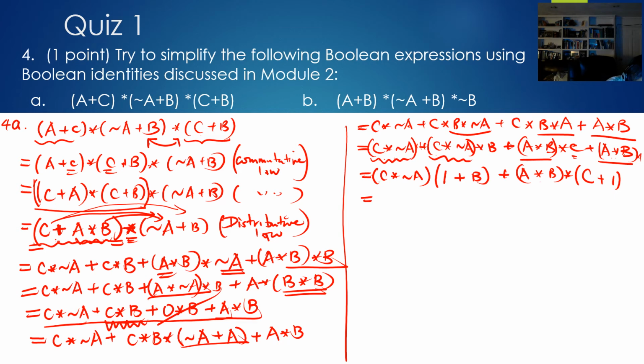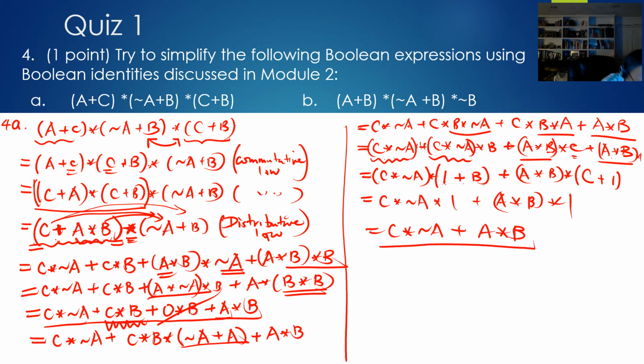Now, 1 plus anything is just 1, remember, that's the OR operation. 1 or B, that's also 1, right? So that means C times tilde A times 1 plus A times B times 1. So now you got C times tilde A plus A times B. Now that's the bad result.